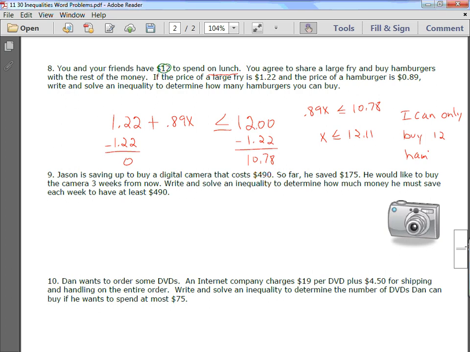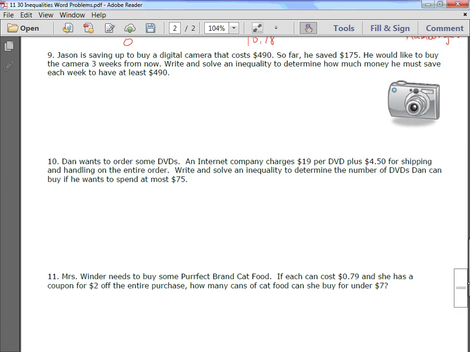Sorry about the delays. Alright, number 9, 4 more to go. Jason is saving up to buy a digital camera that costs $490. So far he's saved $175, so that is my constant. He would like to buy the camera 3 weeks from now. Write and solve an inequality to determine how much money he must save each week to have at least $490. So he can actually have more than $490.